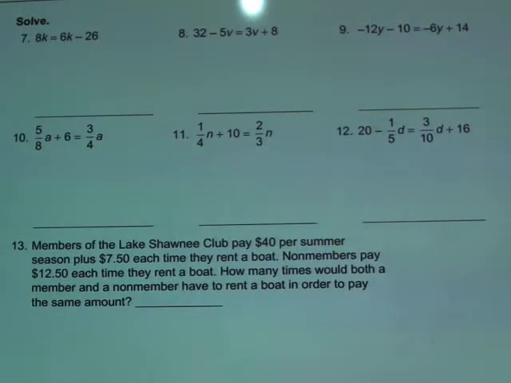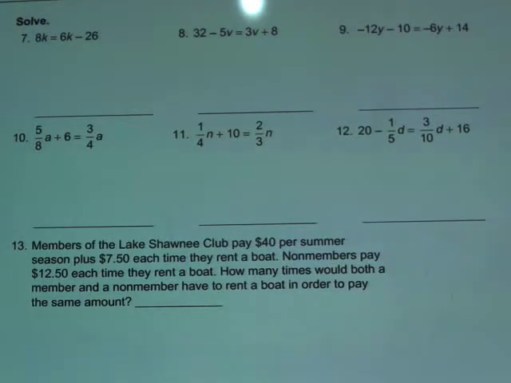All right, let's go ahead and take a look at number 10. We've got 5/8 a + 6 = 3/4 a. Now this is another one of those questions where we're going to use that flipping step. If you look at what we have right now, the only thing that's right in number 10 is 5/8 a, because that's a variable thing, it's on the left. 6 is wrong, 3/4 a is wrong.